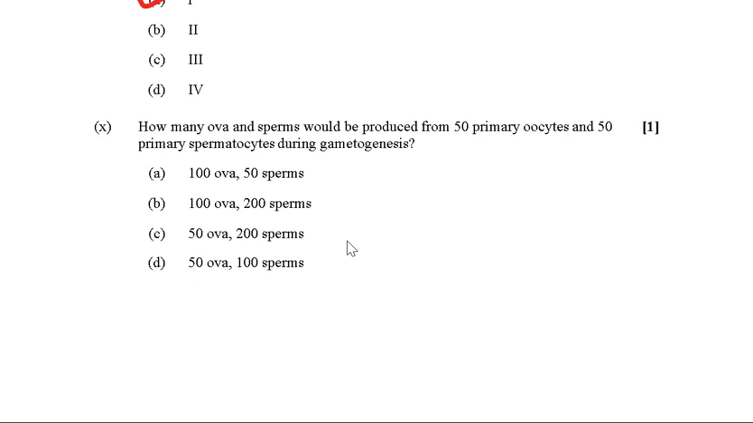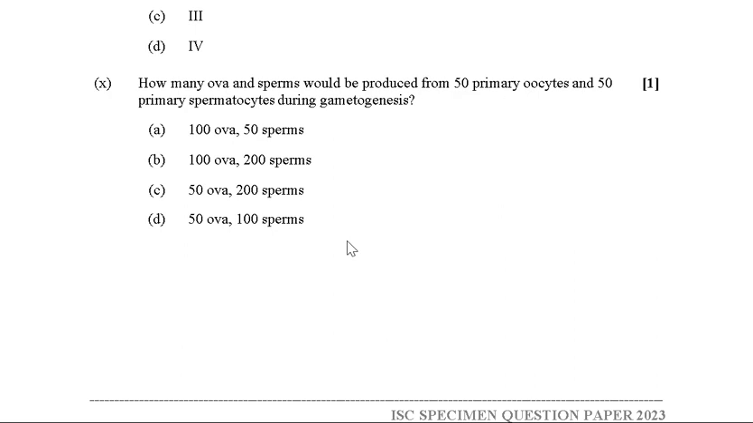Now come to the next question, question number 10. How many ova and sperms would be produced from 50 primary oocytes and 50 primary spermatocytes during gametogenesis? Okay. Now one thing you should know, that each primary spermatocyte produces four sperms, whereas each primary oocyte gives rise to only one ovum due to unequal division and the formation of polar bodies, which happens in the oogenesis process.